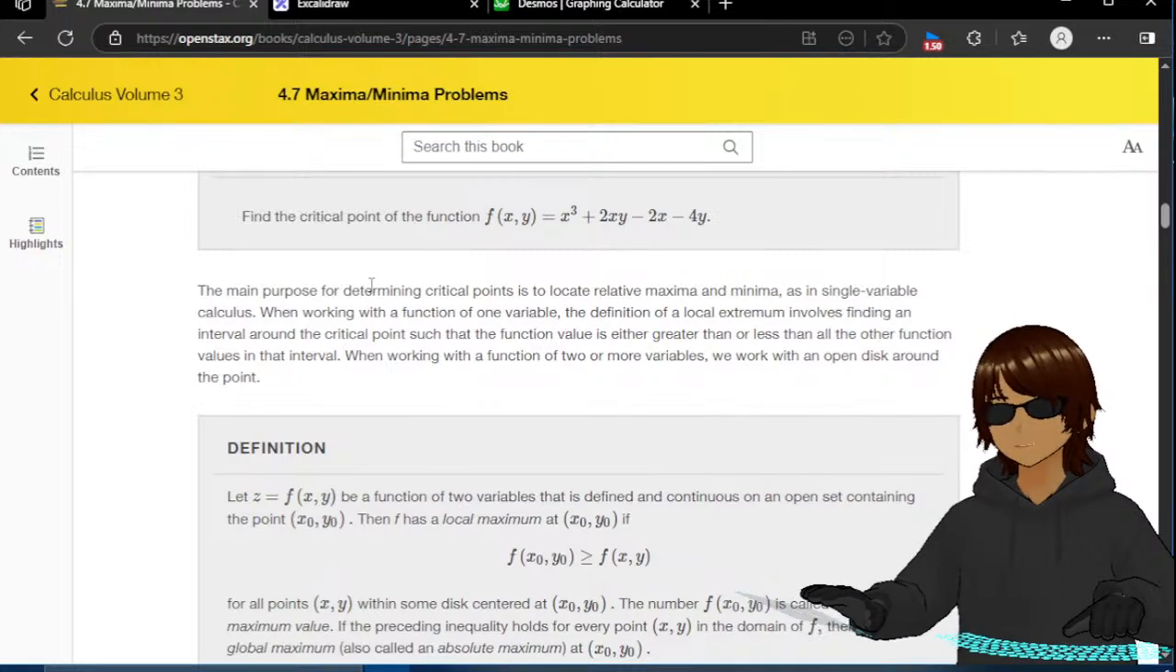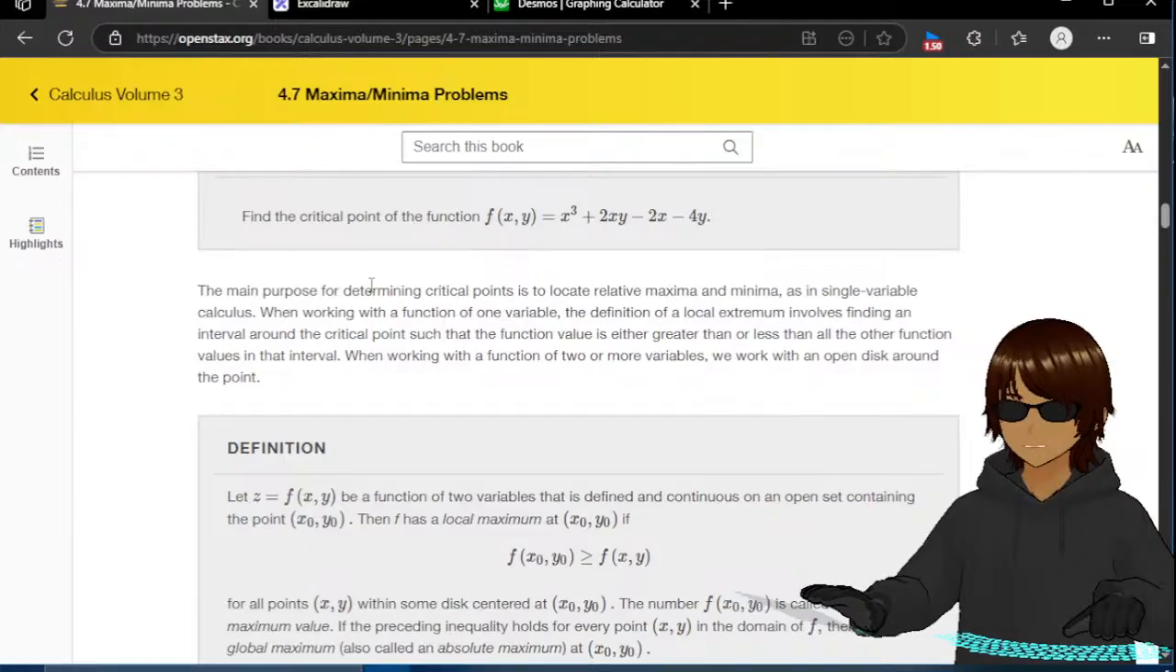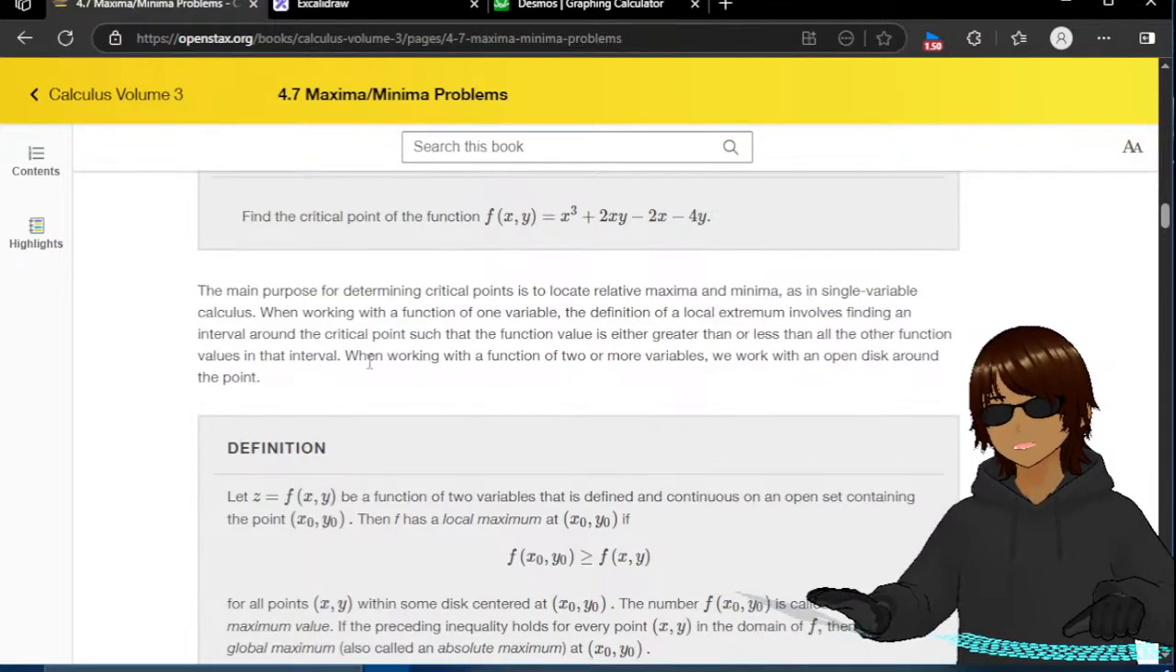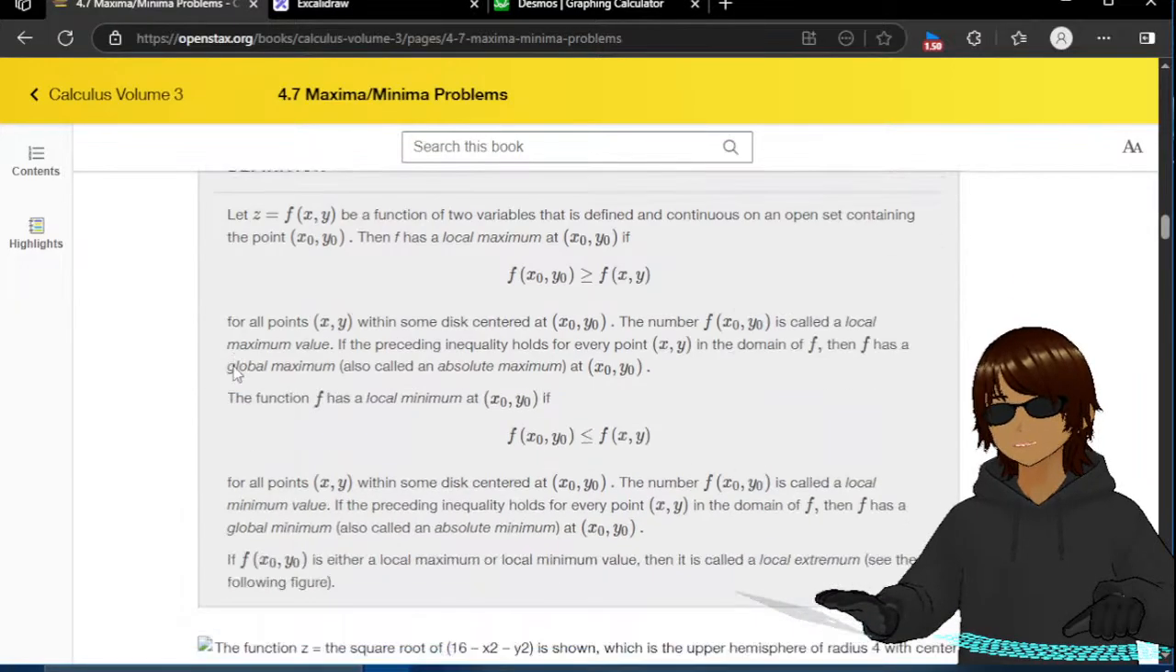The main purpose of determining critical points is to locate relative maxima and minima as in single variable calculus. In working with a function of one variable, the definition of local extremum involves finding an interval around the critical point such that the function value is greater than or less than all the other function values in that interval. When working with a function of two or more variables, we work with an open disk around that point.